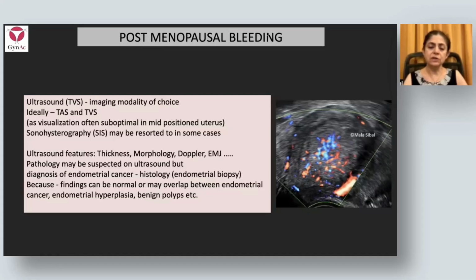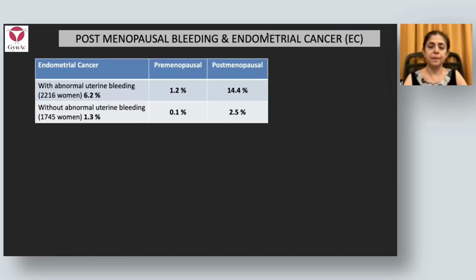We look at various ultrasound features like thickness, morphology, vascularity, etc., and pathology can be suspected, and sometimes we can be pretty confident that this is the particular pathology, yet diagnosis is on histopathology. With endometrial cancer, we know ultrasound features may resemble or may be absolutely normal, or they may overlap with other pathologies like endometrial hyperplasia, benign polyps, etc. So diagnosis is on histopathology.